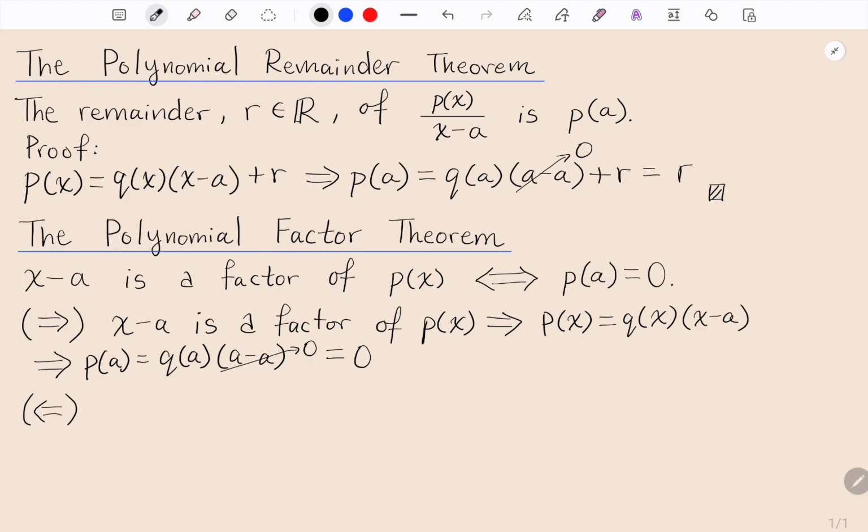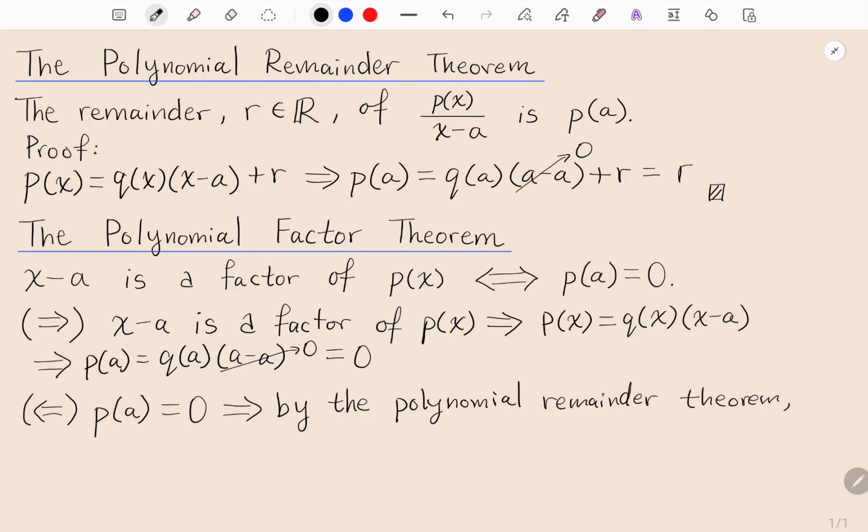What about the backward direction? The backward direction starts off with, if p of a is equal to 0, then we conclude that x minus a is a factor of p of x. So if we start off with p of a is equal to 0, then by the polynomial remainder theorem, which was proven earlier, p of x is equal to q of x times x minus a plus r, and what is r? r is equal to p of a, as proven earlier by the polynomial remainder theorem.